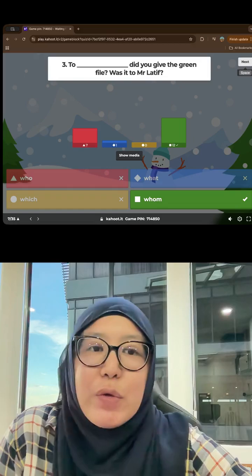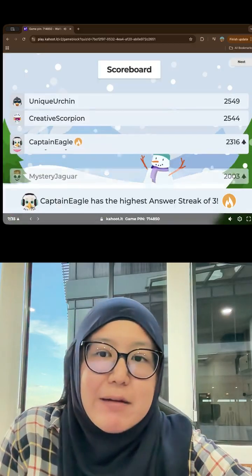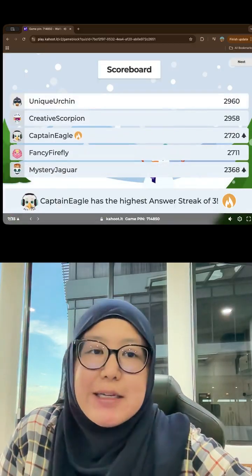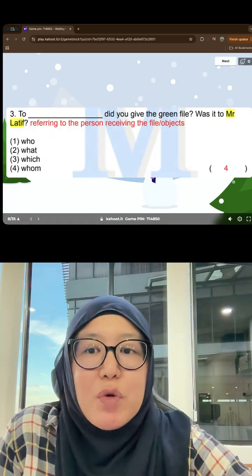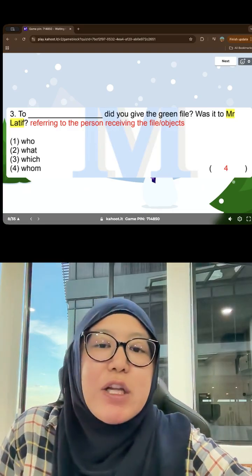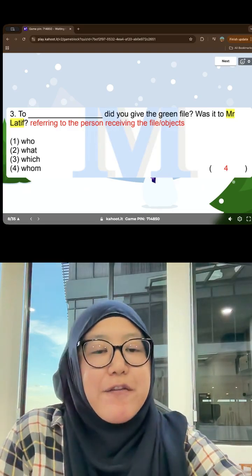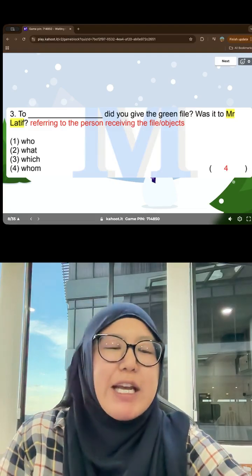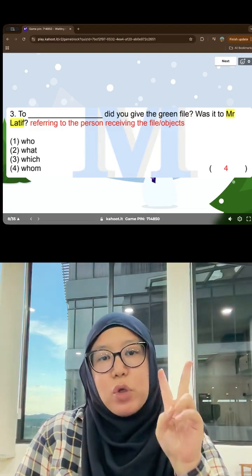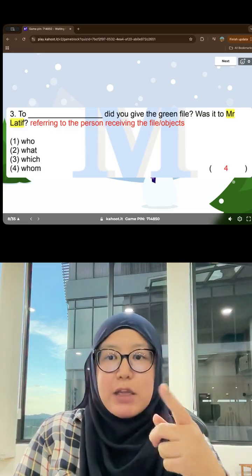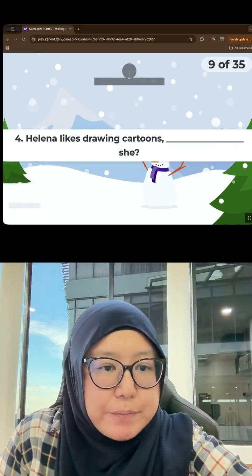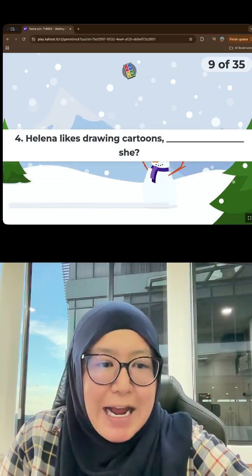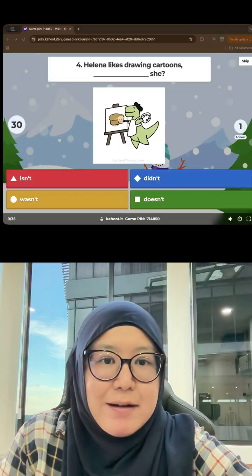Okay, why? Who is incorrect? Wow, unique urchin is still standing strong. To whom, because it is referring to the person receiving the file or the objects. So in this question, we have 2 objects, the green file together with Mr. Latif. Okay, now, yeah, Zubir, are you the unicorn?